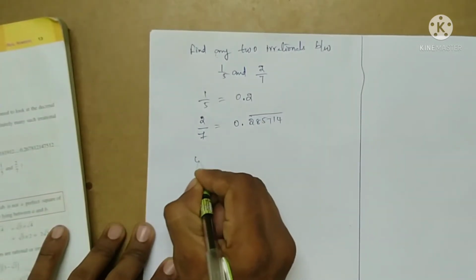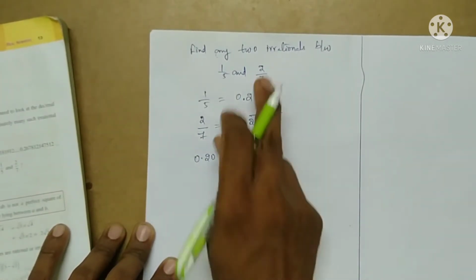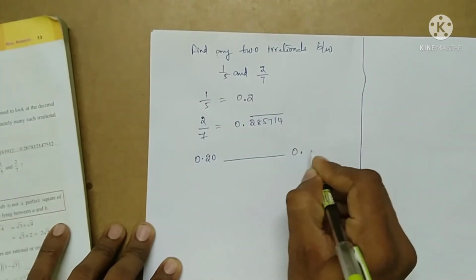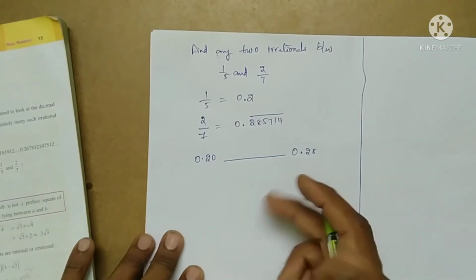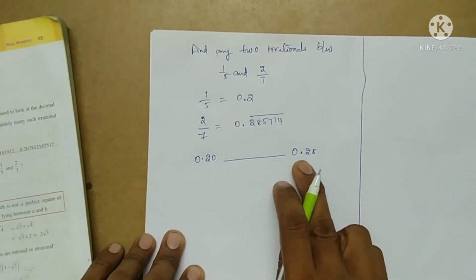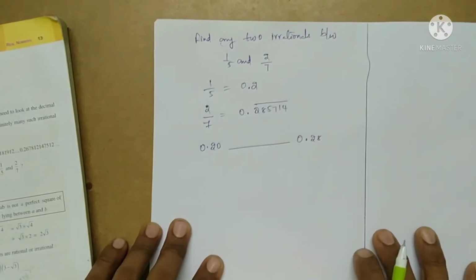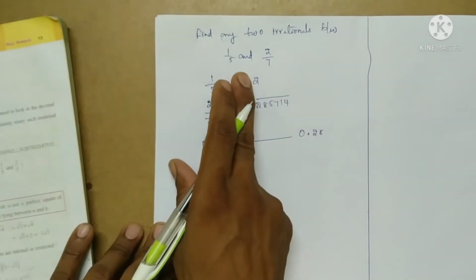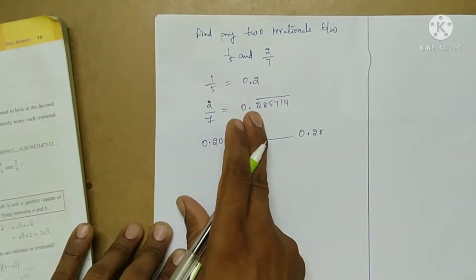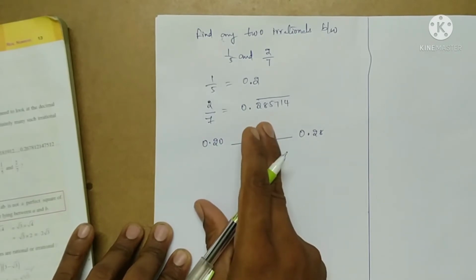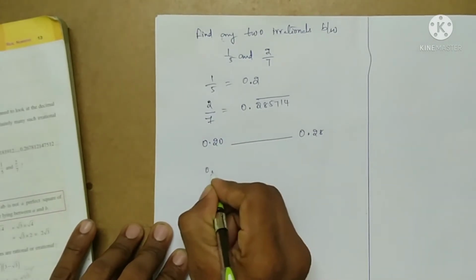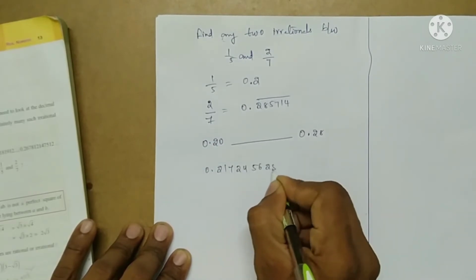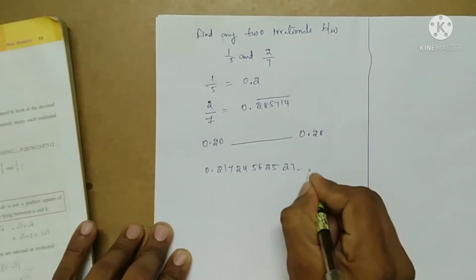So we need irrational numbers between 0.20 and 0.28. So the irrational number's decimal expansion is neither terminating nor recurring, right? The decimal form goes on continuously, like 0.2172456252... and so on.